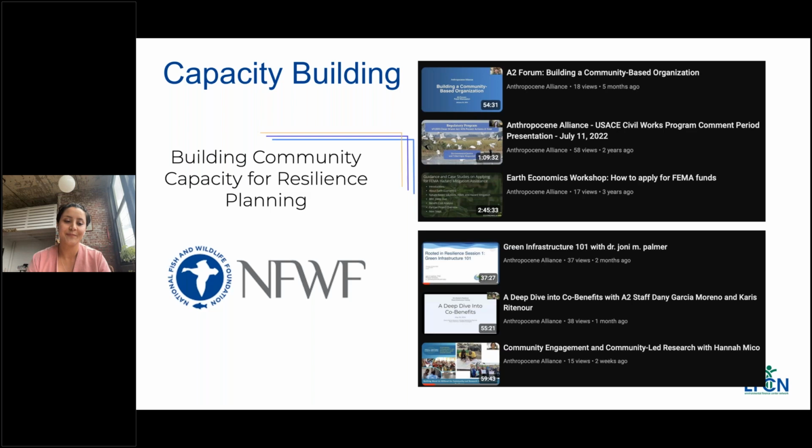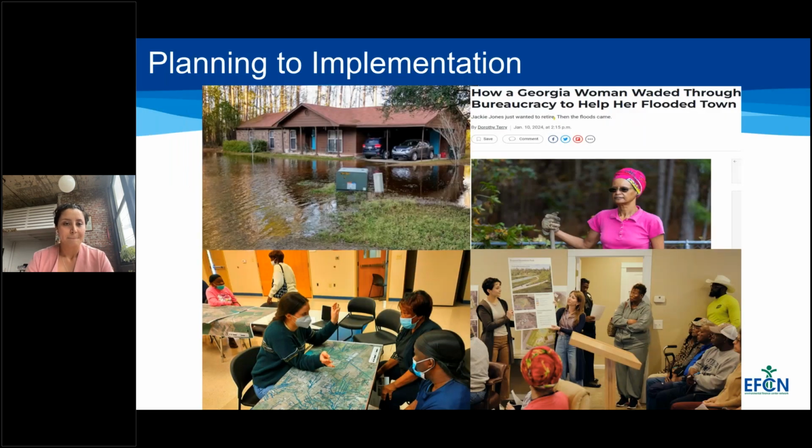So next slide. And finally, we also aim to support projects across their lifetime, from planning really to implementation. Today I bring you an example of a flood mitigation project in Reedsville, Georgia. Reedsville is a small rural community, so this really exemplifies that idea that green infrastructure is well suited across any type of community.